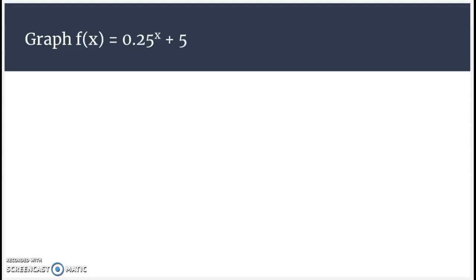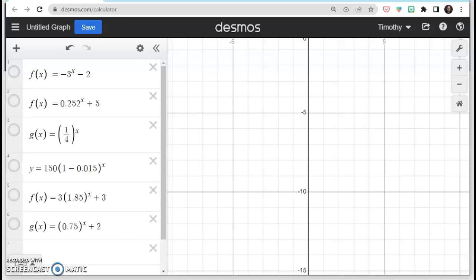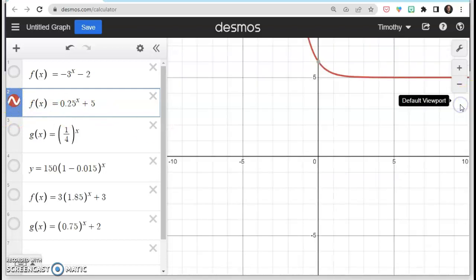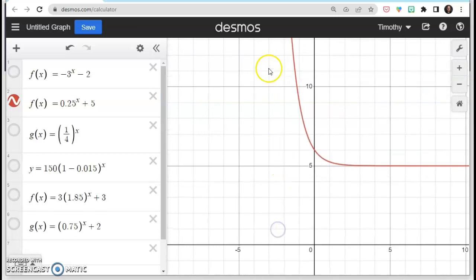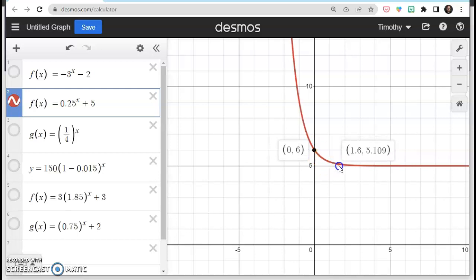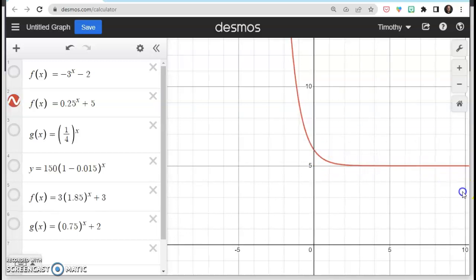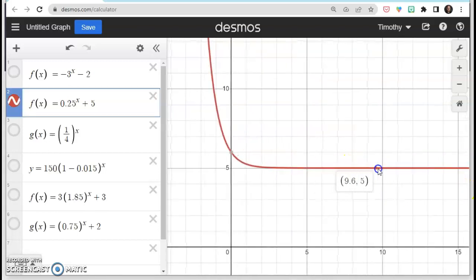This time 0.25 to the power of x plus 5. Have it right here. And let's have a look at this. Okay. Interesting, it's coming from the left, comes down, crosses right here at 0.6, and then notice the y values go on. Notice they get really close to 5. It looks like it's right on 5, but technically it's never touching. We got a horizontal asymptote, we call it, at y equals 5.